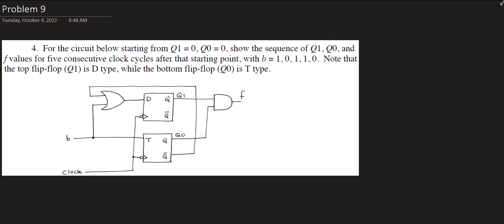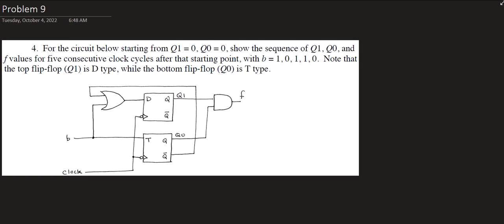Q1 equals 0, Q0 equals 0. Show the sequence of Q1, Q0, and F values for 5 consecutive clock cycles after that starting point, with B equaling these things. Note that the top flip-flop Q1 is D-type, while the bottom flip-flop is T-type.